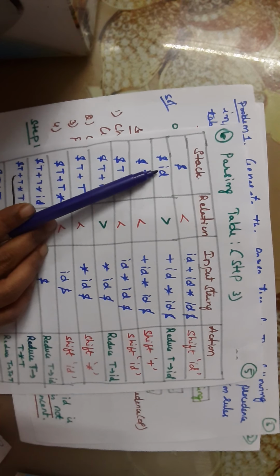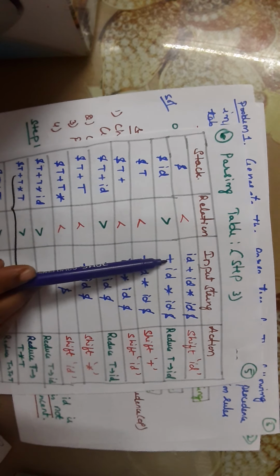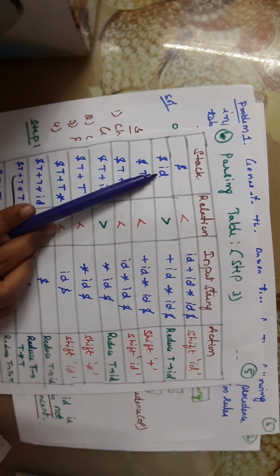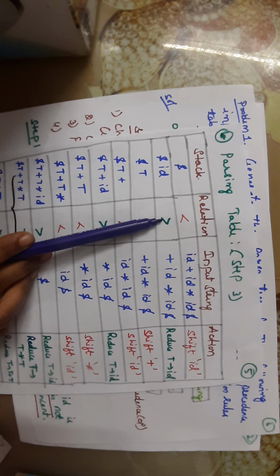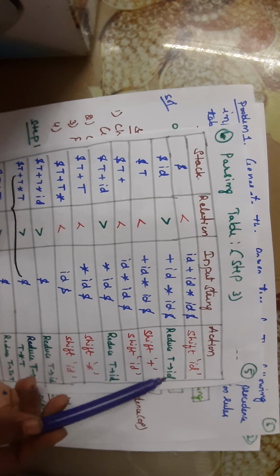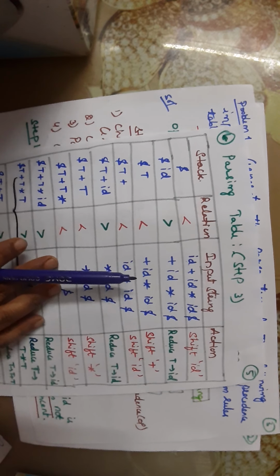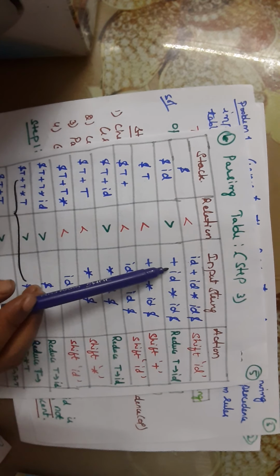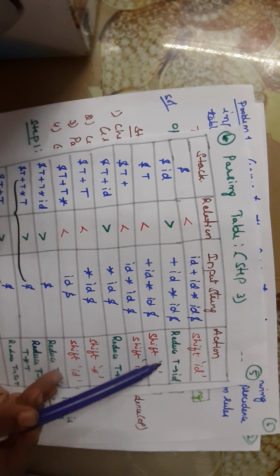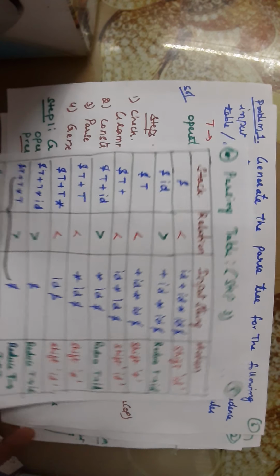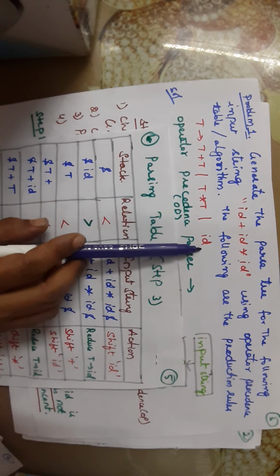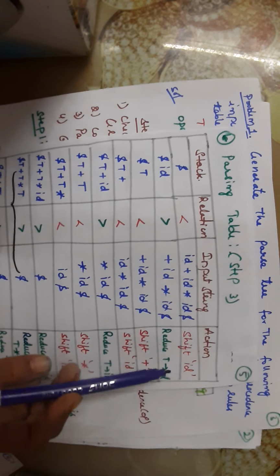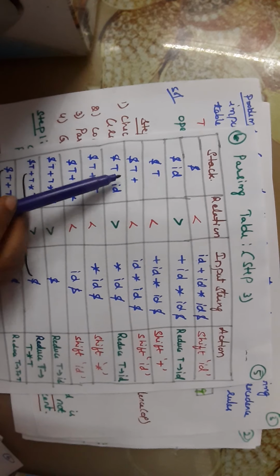Now again we check the terminal. The topmost element in the stack is id, and we have to check id and plus. id is always greater than the remaining symbols. So whenever we have the greater than symbol, we have to reduce. So we write reduce T produces id. Among the three productions given in the question, T plus T, T star T and id, this is satisfying. So we write reduce T produces id.